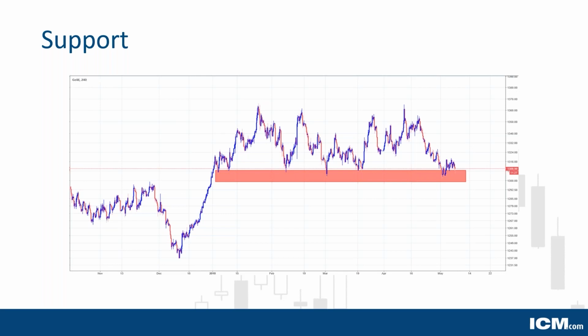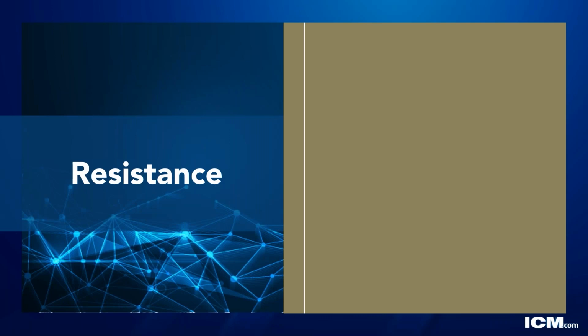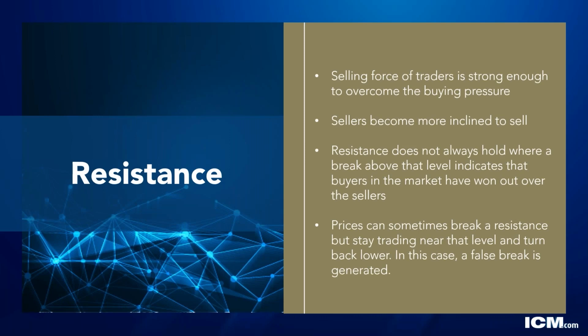So let's move on to the resistance now. As I said, sellers will be more interested in it rather than support, while buyers will be more interested in taking a chance at support. At resistance, sellers have more chance, because the market trends keep going up, like R1, R2, and R3. So they get a chance to sell. They like to go for short selling. So the selling force of the traders is strong enough to overcome the buying pressure.